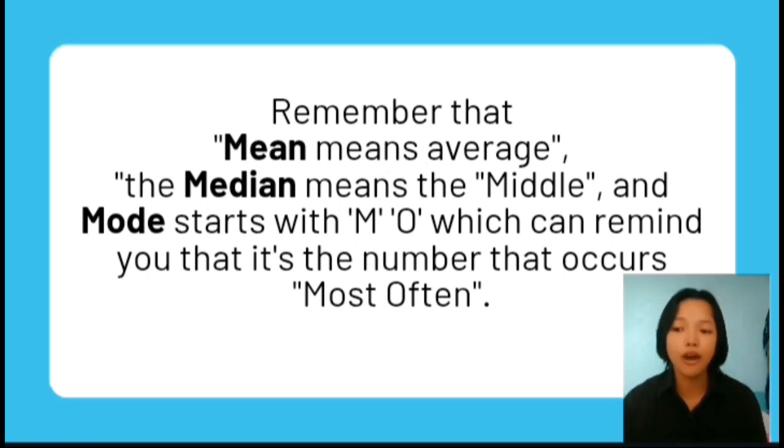You now have the tools to calculate these important measures and understand what they tell you. Keep practicing and you'll be a pro at finding the center of any dataset in no time.